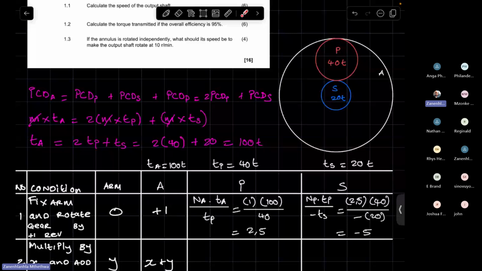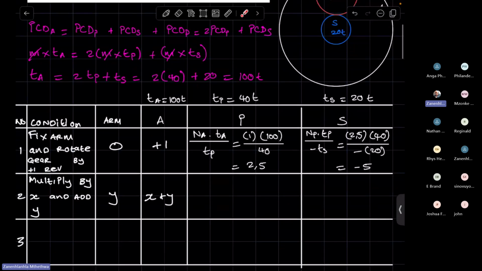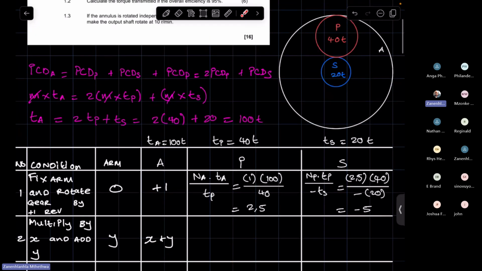Question, sir. If there were 3 planetary gears, they all would have the same rotational frequency. Yes. Okay, thank you. That is why it doesn't matter how many planetary gears there are here. There could be 8, there could be 10, there could be 100. It doesn't matter. That's why you only use one P, and you don't have P1. Thank you, sir.